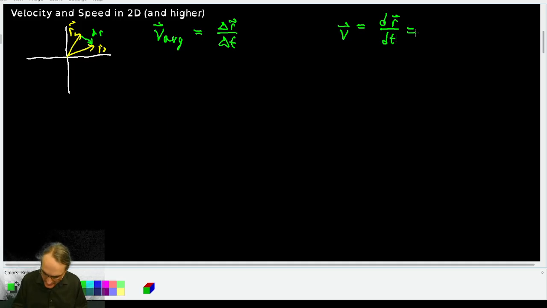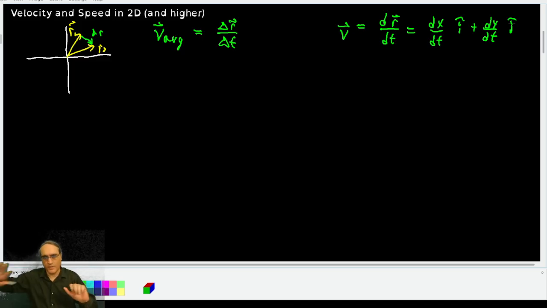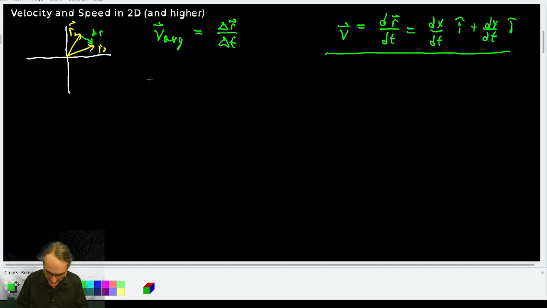All right, we can split that out into components. It would be dx/dt in the i hat plus dy/dt in the j hat. And this becomes important later because we'll just divide things up. We'll take all the x stuff, all the y stuff, and handle them separately, and then bring them back together at the end if we need to find the vector result. So either way of writing this is perfectly fine.